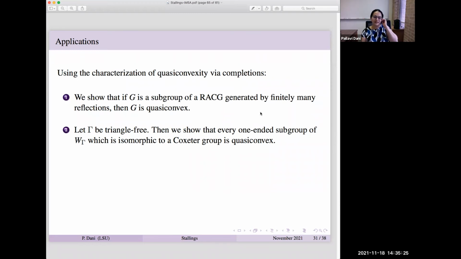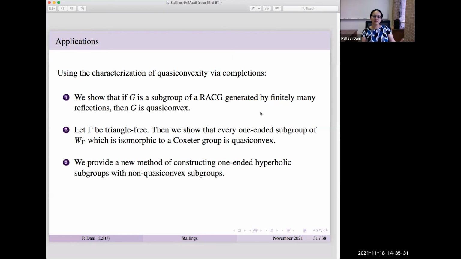But one of the even more exciting applications to me is something we did more recently, which is that we use this notion of completions to provide a new method of constructing one-ended hyperbolic groups with non-quasi-convex subgroups. I know Ignat Sorokin mentioned hyperbolic groups in his talk, so that's a very big topic in geometric group theory. A lot of subgroups of hyperbolic groups turn out to be quasi-convex, and it's actually kind of hard to come up with non-quasi-convex ones.